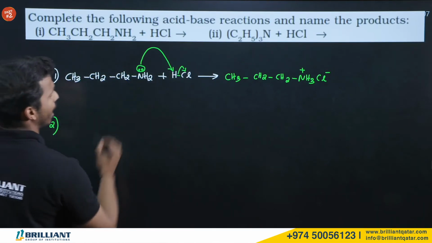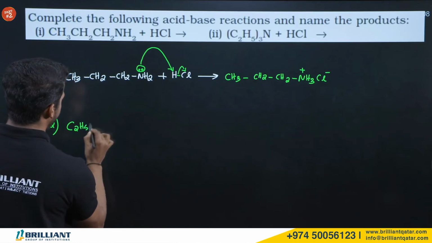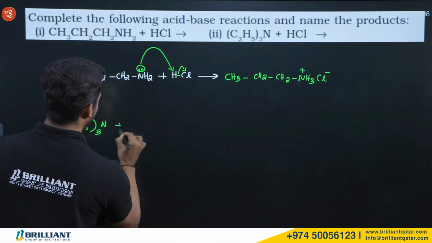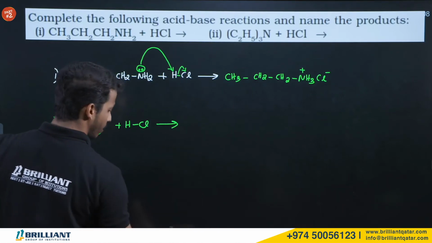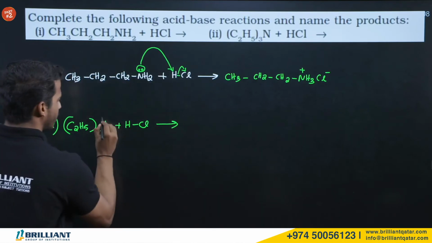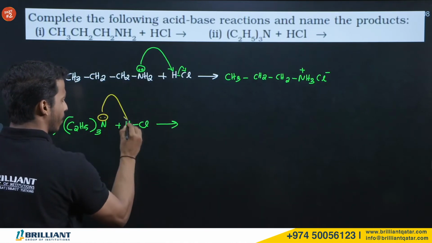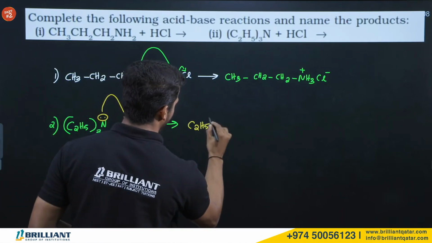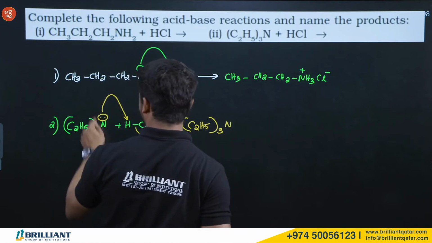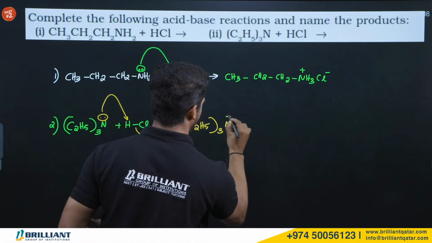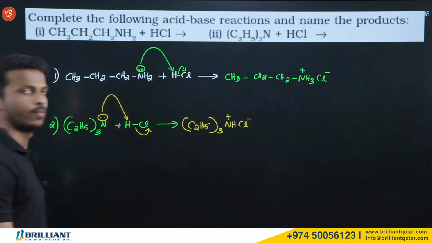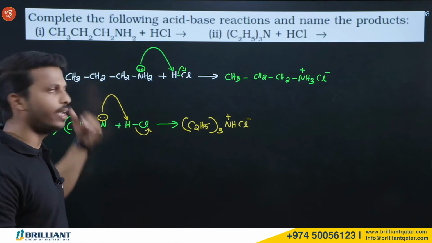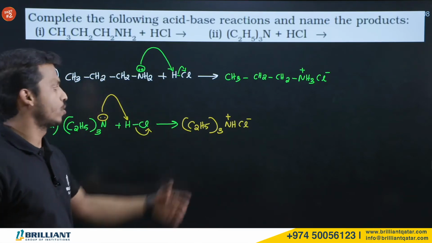Second one, the same thing will happen. (C2H5)3N, C2H5 thrice nitrogen, along with HCl. Same thing will happen. What happened here, all of you? The nitrogen contains a lone pair. By donating this lone pair, it will take the hydrogen. This chlorine is leaving. So you will get (C2H5)3N, the nitrogen taking this hydrogen, so it becomes NH plus Cl minus. Triethyl ammonium chloride. So when a base like amine reacts with the acid, it will form salt like this.